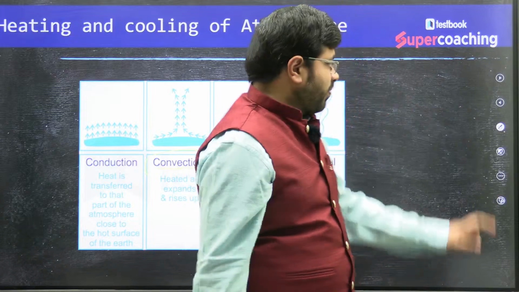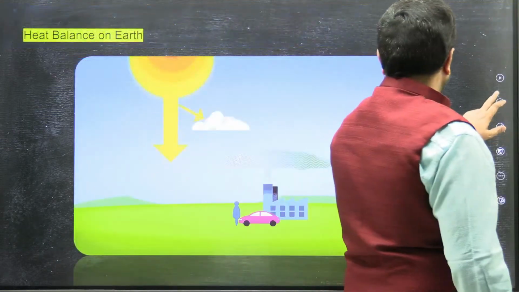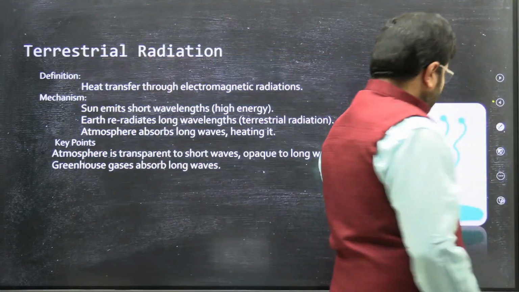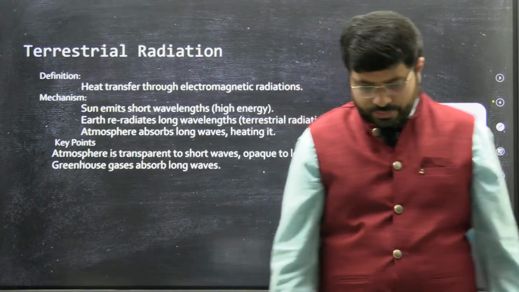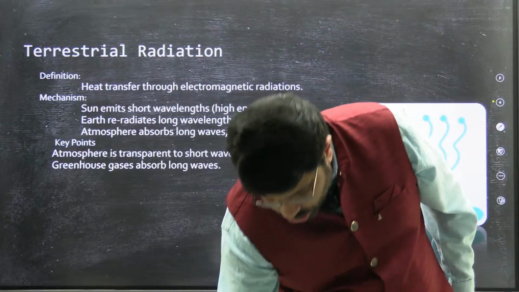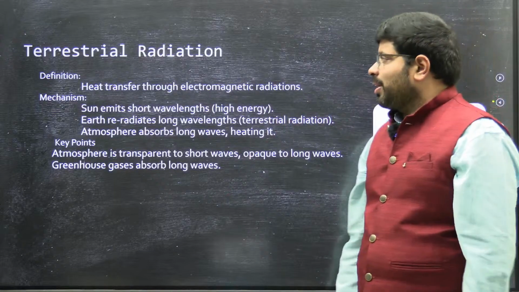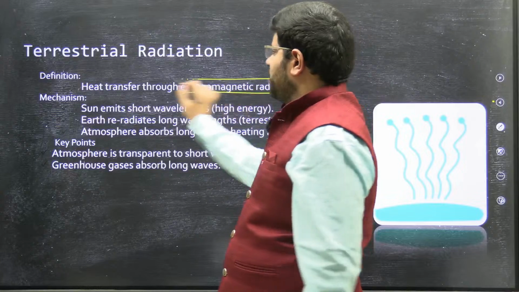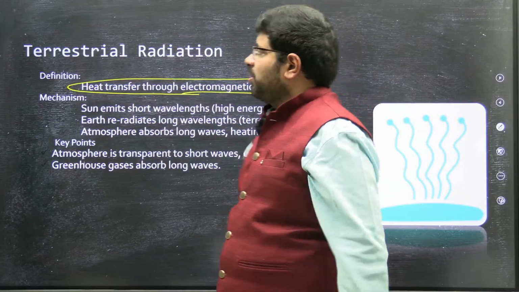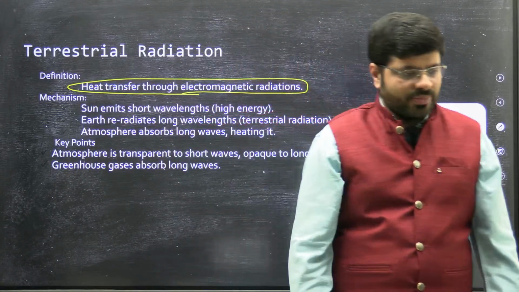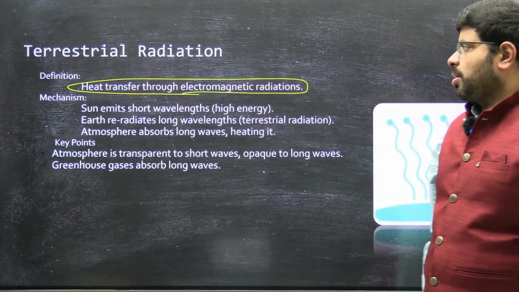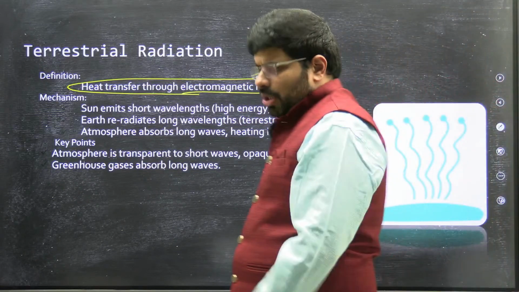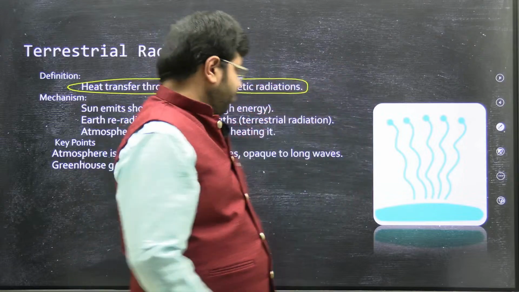There is also another one, terrestrial radiation. What is this? Terrestrial radiation. There is something called heat transfer through electromagnetic radiations. So what is happening? The sun is a source of heat.